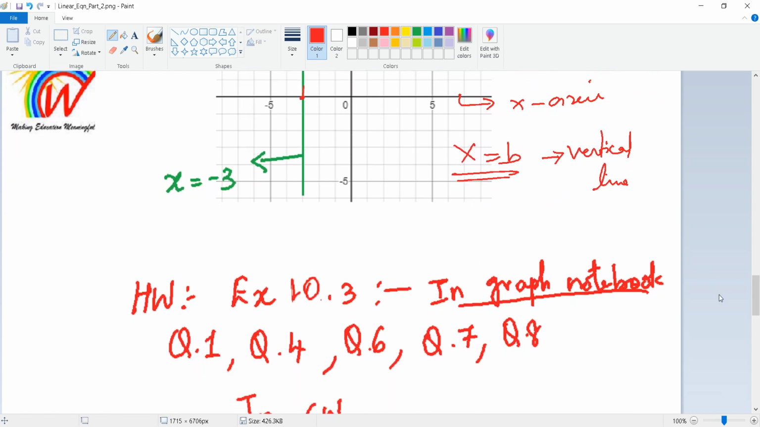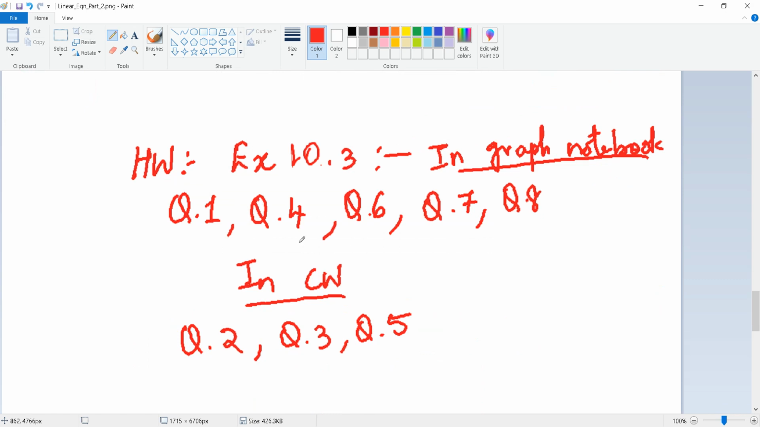Now I want you people to use your graph book for this exercise. In exercise 10.3, you are supposed to solve the following questions in your graph notebook. Look at these questions: question numbers 1, 4, 6, 7 and 8. The questions also you have to write in the graph book itself. On the ruled side you write the question and solve the equations, and on the other side you draw the graph.